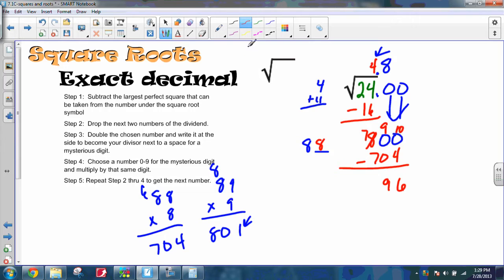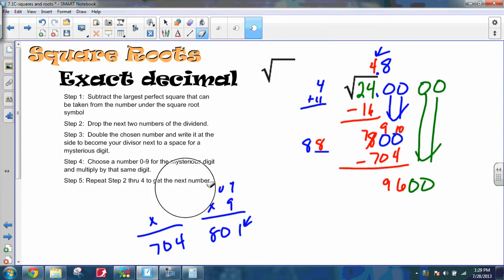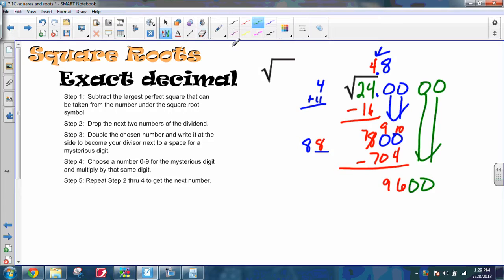So now I have to repeat the process for steps 2 through 4. So I'm going to drop 2 zeros, turn that 96 into 9,600, and now I need to double my chosen digit and write it next to a mysterious digit. So I chose 8, so I need to add 8 to my number. So 8 plus 8 is 16, and the 1 carries over. So 1 plus 8 is 9. So that'd be 96 or 960 something goes into 9,600.